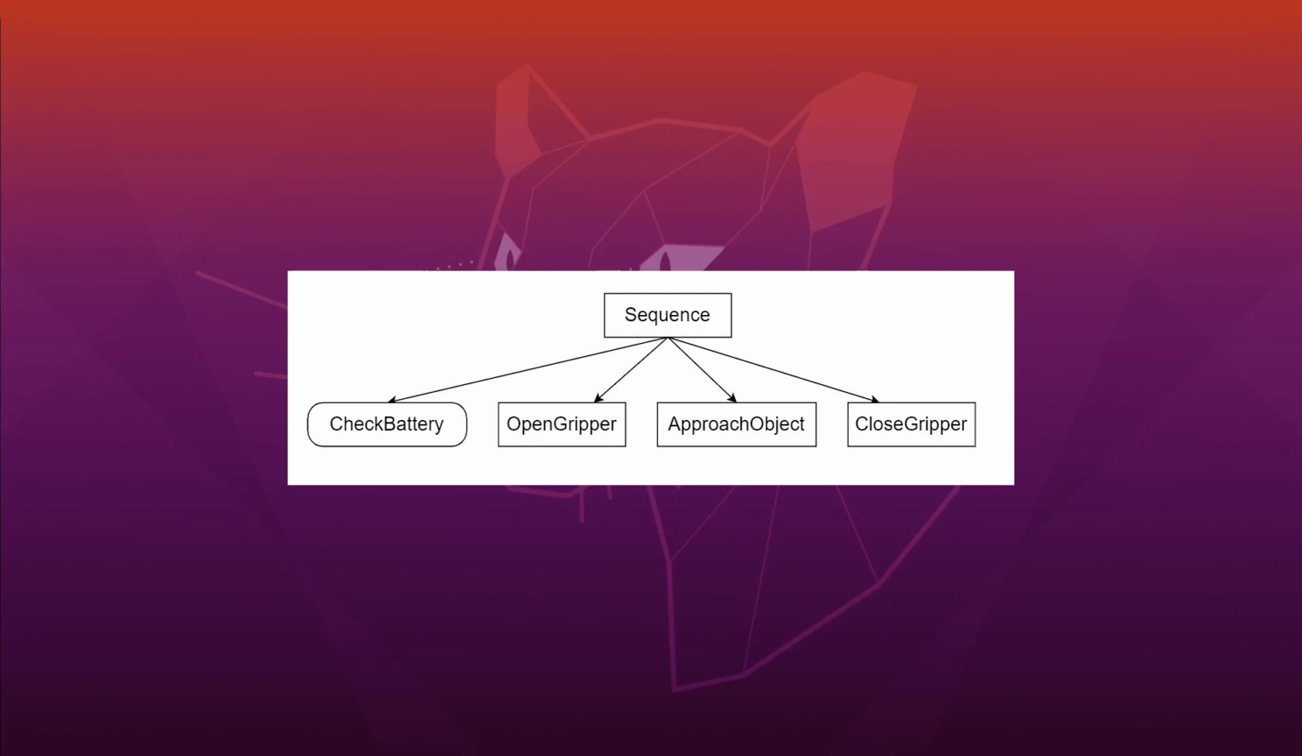So looking at this behavior tree, the root node is actually a sequence and it has 4 children. The first one is check battery, which is a condition node, and the other 3, open gripper, approach object, and close gripper, these 3 are action nodes. That's all we want to do. We want to make a simple behavior tree.